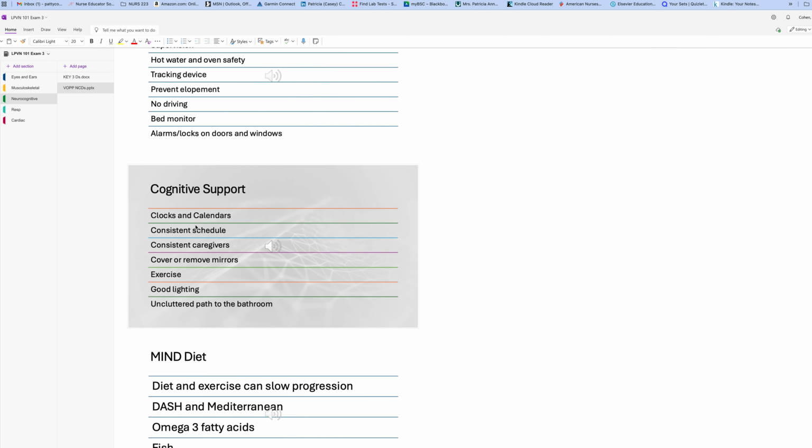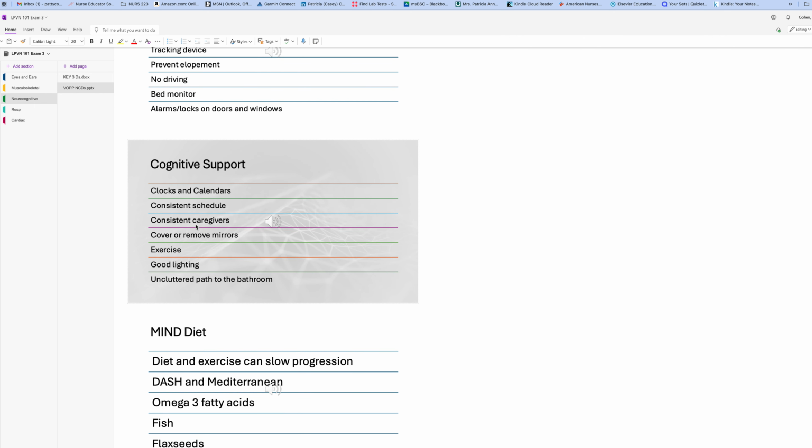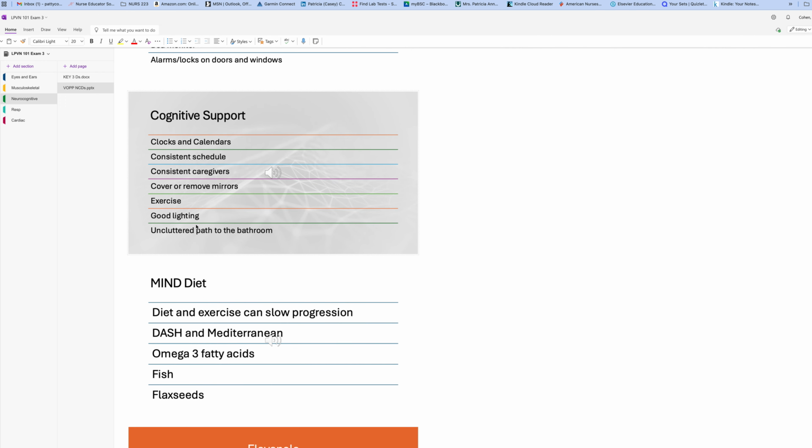Cognitive support, big clocks and calendars. Pictures are better than words. They need a consistent schedule. They need consistent caregivers. Not too many visitors in the room, right? Remove or cover mirrors because it causes anxiety. They should exercise, so ambulation if they're not ambulating on their own. Make sure they're ambulating. Good lighting and an uncluttered path to the bathroom. Okay, so that doesn't mean their room needs to have bright lights all over the room at night, but they need a well lit path to the bathroom. Make sure the shoes. This drives me crazy when people put shoes beside the bed because that's a fall risk.